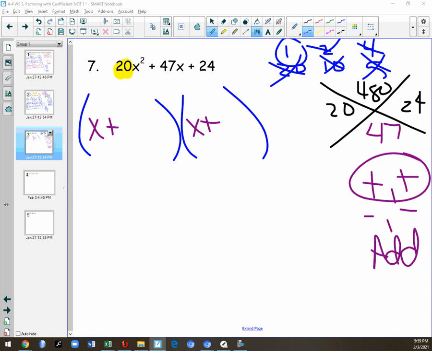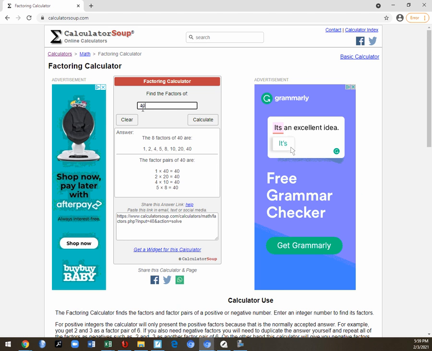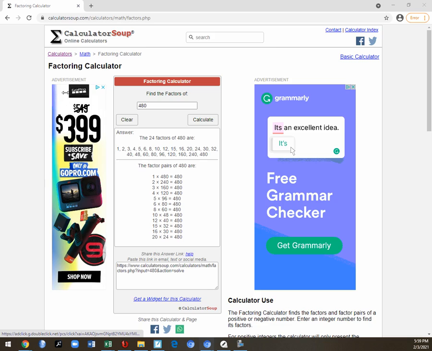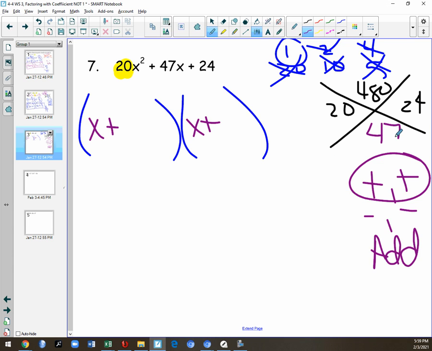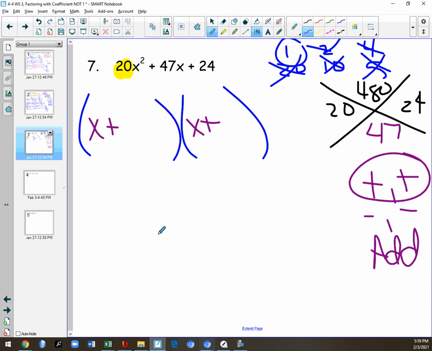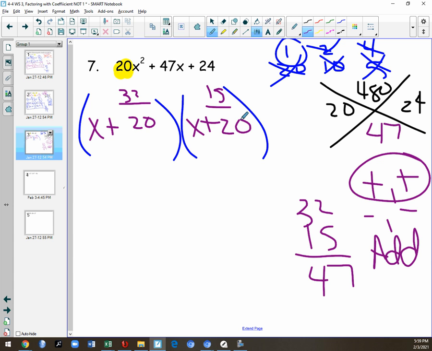And now I need to find the factors of 480. So this is going to be 480. And they have to add to give me this middle term of 47. So what numbers are going to add to give me 47? Well, how about 32 and 15? 32 and 15 will give me 47. So this is going to be 32 over my A value of 20 and 15 over my 20.